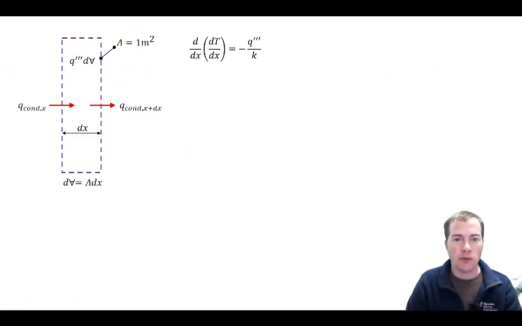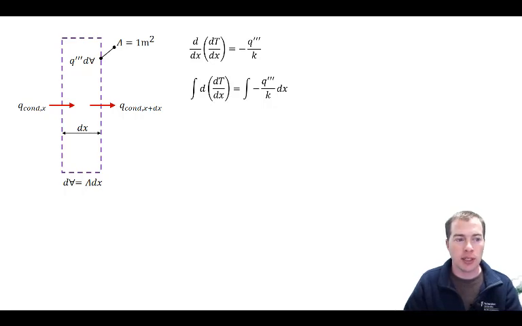We now solve this ordinary differential equation. It is separable. We can separate variables and integrate both sides. First, we move the dx to the right-hand side, leaving the derivative of the temperature on the left.